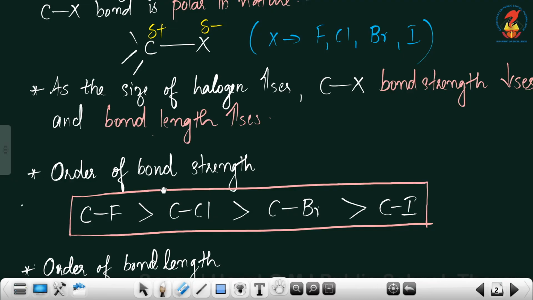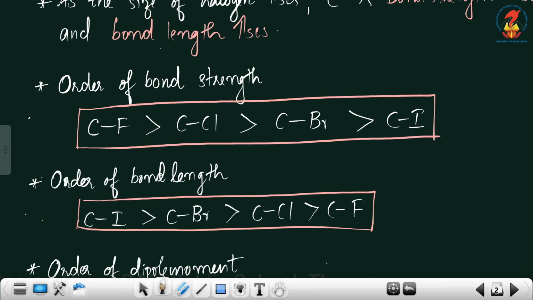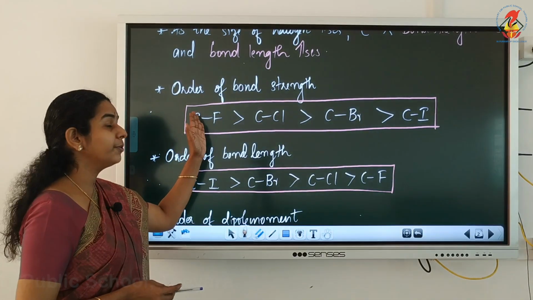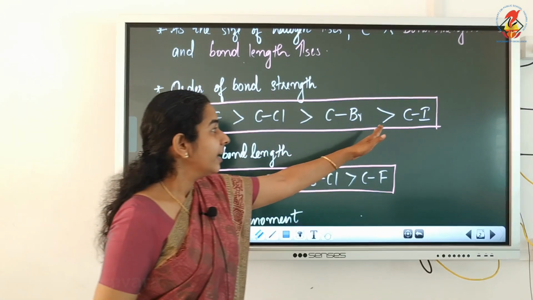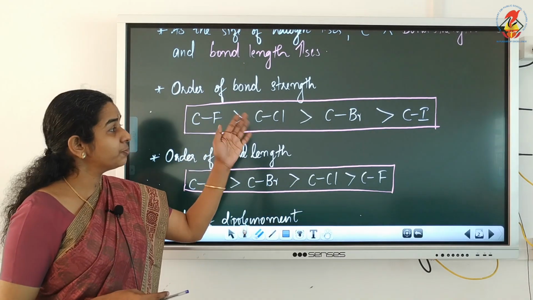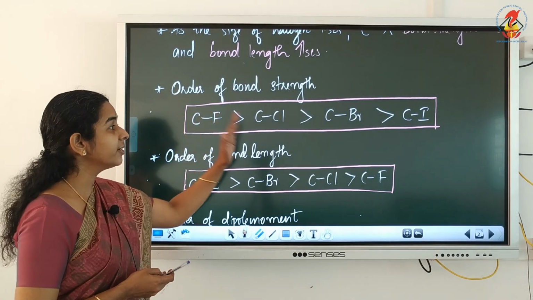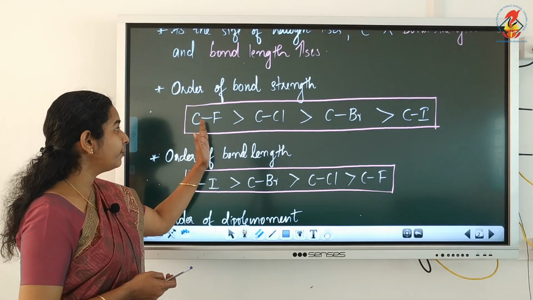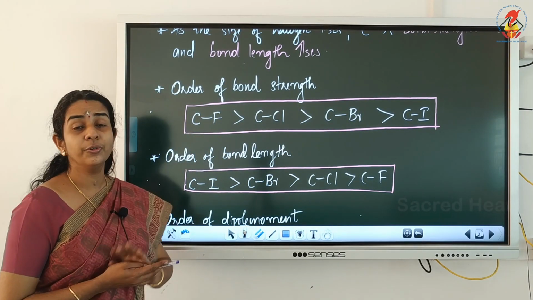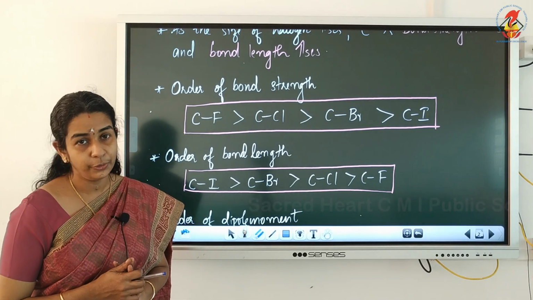So what is the order of bond strength? Which bond is the strongest? Yes, carbon fluorine. And which bond has the least strength? Carbon iodine. So the decreasing order of bond strength is C-F, C-Cl, C-Br, and C-I. Why does the carbon fluorine bond have the maximum bond strength? Due to the smaller size of fluorine.